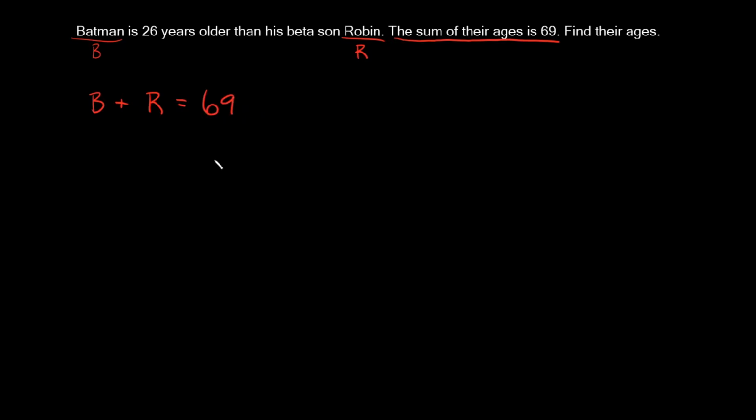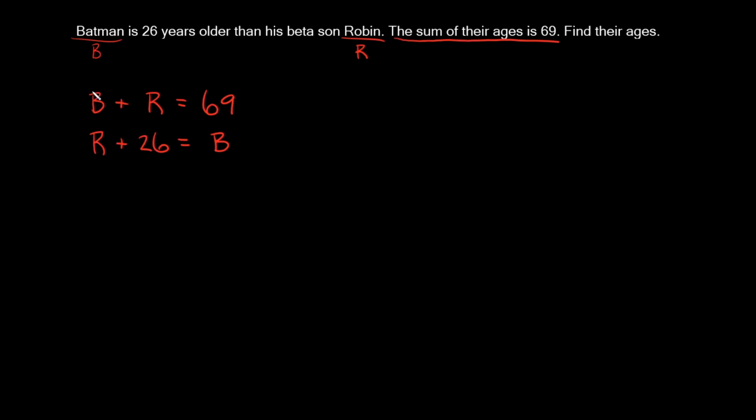Okay, cool. So we just found one relationship, but in order to solve for two variables, we need two equations. So we need to find one more equation, one more relationship. Let's go back to this first sentence. It says Batman is 26 years older than his beta son Robin. So this means Robin's age plus 26 should give us Batman's age, right? So Robin's age plus 26 years is equal to Batman's age, okay? So we have two unknown variables, B and R, and we have two equations.